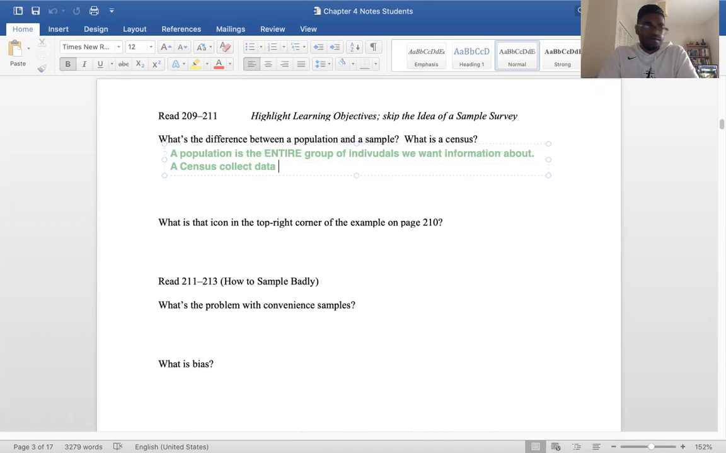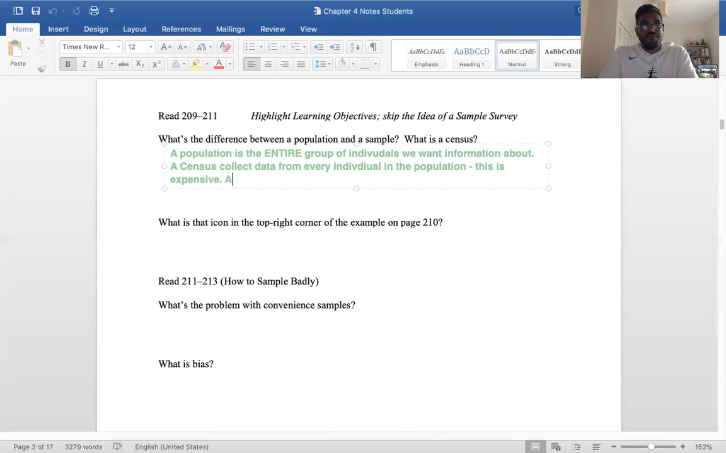collects data from every individual in the population. Okay. This is expensive. So the reason why we only do these things once every 10 years is because to get information on everyone takes a lot of time, takes a lot of effort. Plus there's a lot of data sorting and stuff like that. So it's really expensive. So that's why we only do it once every 10 years.